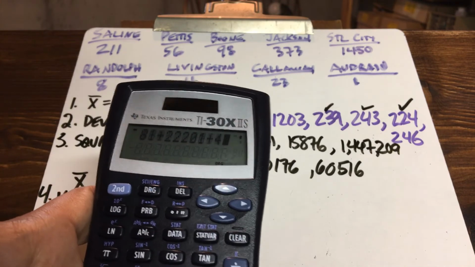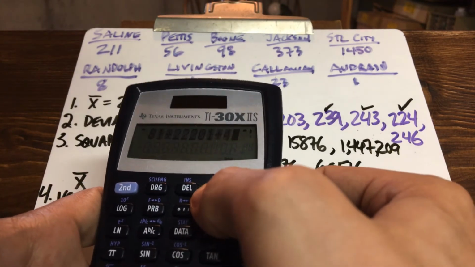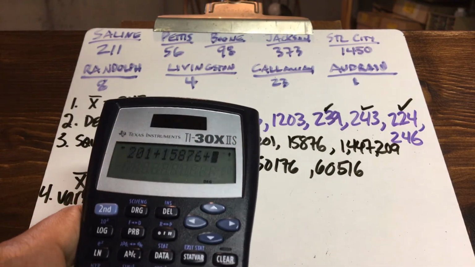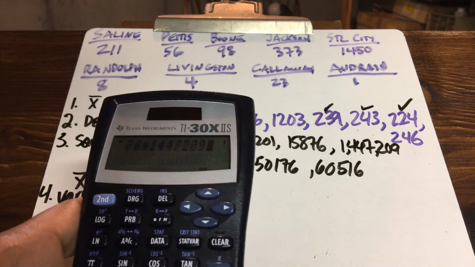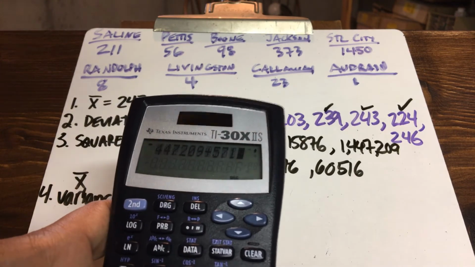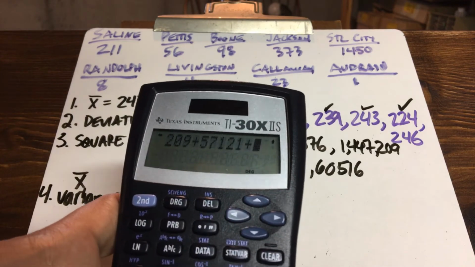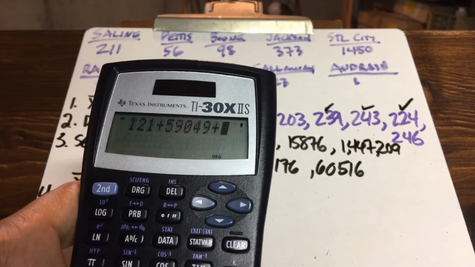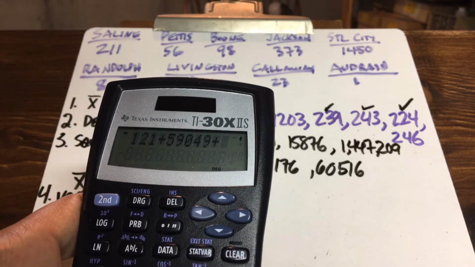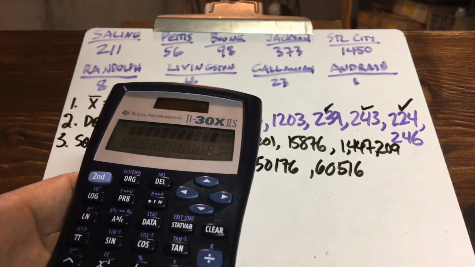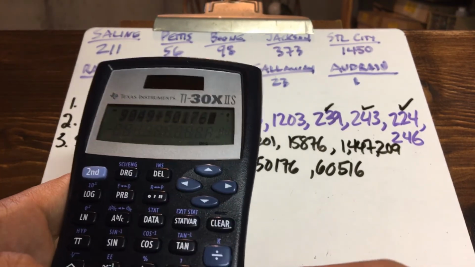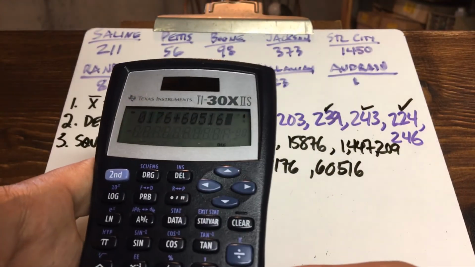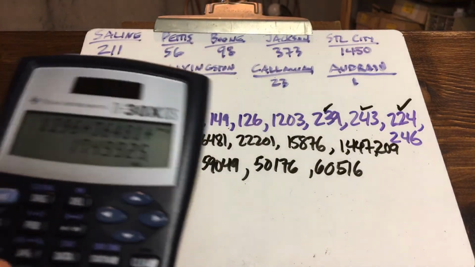22,201, 158, oh no, 158,76, plus 1,447,209, there was a St. Louis one, 57,121, that was Randolph County, that was Moberly, 59,049, that's Chillicothe, 50,176, that was Fulton, and then 60,516, that was Mexico. I add all those up, I get that crazy number.